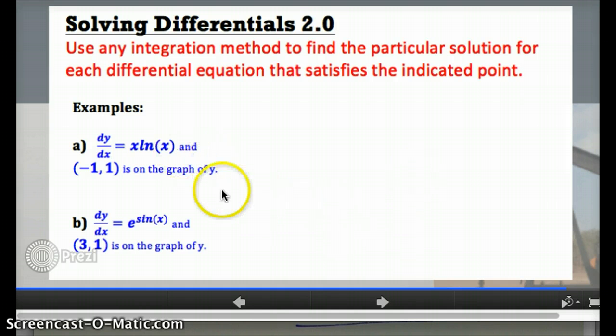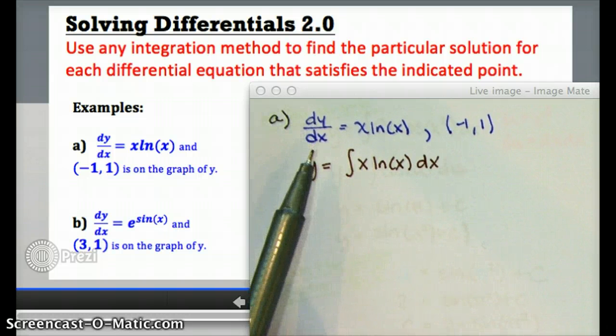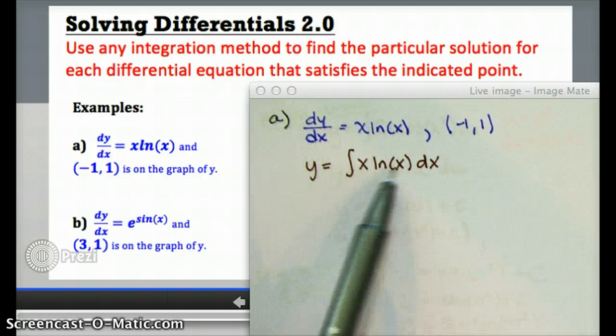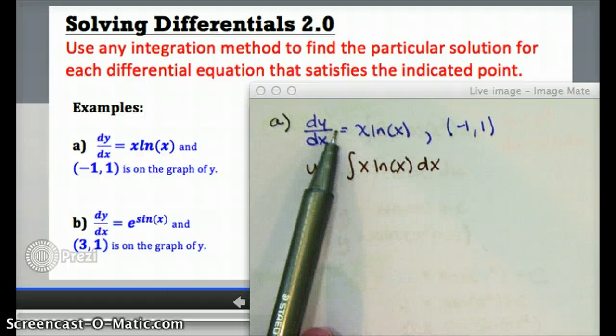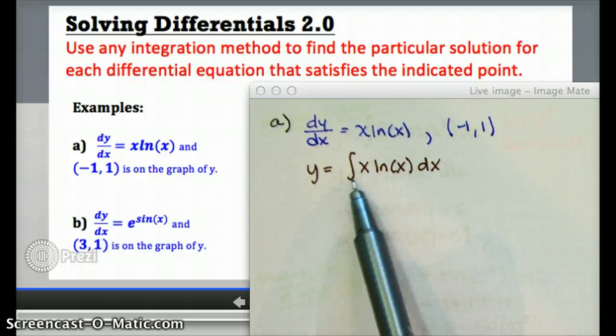We're going to find particular functions for both of these. The first step is just to recognize that the function y that you're looking for is the integral of the derivative function that you're given. That's the fundamental theorem of calculus. Notice that I had to add in the dx. It comes with the integral symbol.